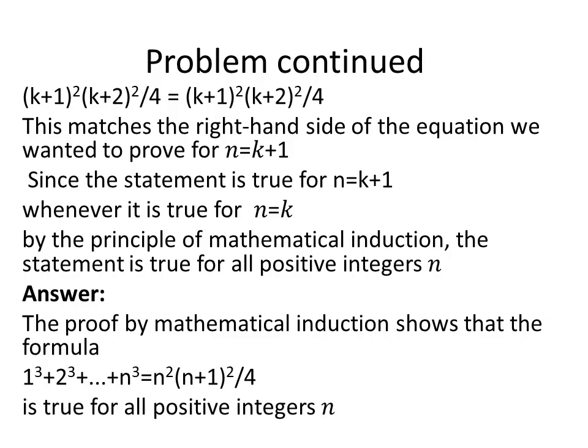Thus, the proof by mathematical induction shows that the formula 1 cube plus 2 cube plus so on to n cube is equal to n square into n plus 1 whole square by 4, and it is true for all positive integers n. So, I will conclude this session.